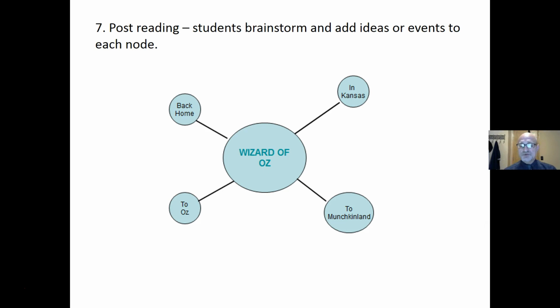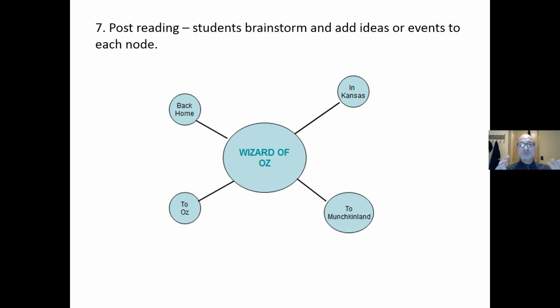You can also use them as post-reading activities. I might present just the major ideas, the nodes, boys and girls, in this story. It starts out in Kansas. A tornado takes Dorothy to Munchkin Land. She tries to get to Oz. And then students add details to each of the nodes.